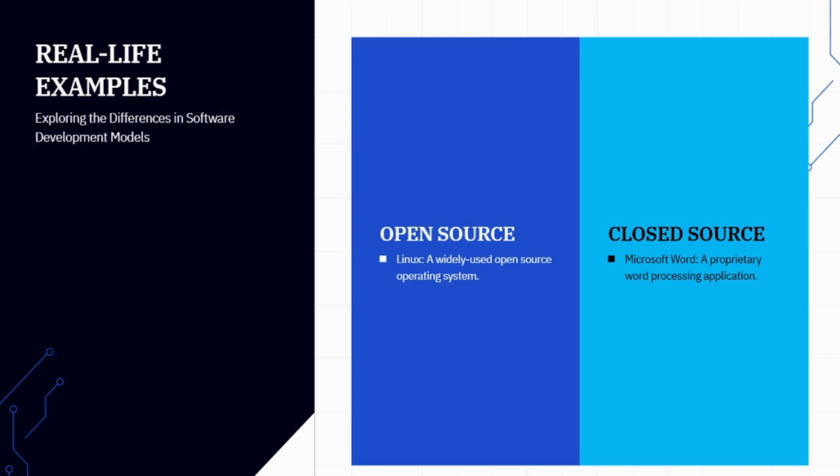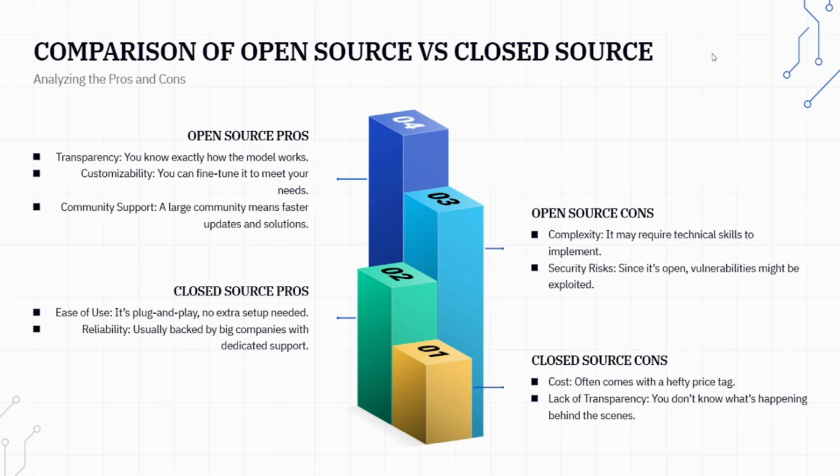In closed source, you can think of Microsoft Word. It's closed source, you can use it, but you cannot peek into its code or customize it. In artificial intelligence, companies like OpenAI with GPT-4, IBM with Watson, Adobe with Firefly offer closed source solutions that are user friendly and reliable. Now let's break down the pros and cons of open source and closed source models.